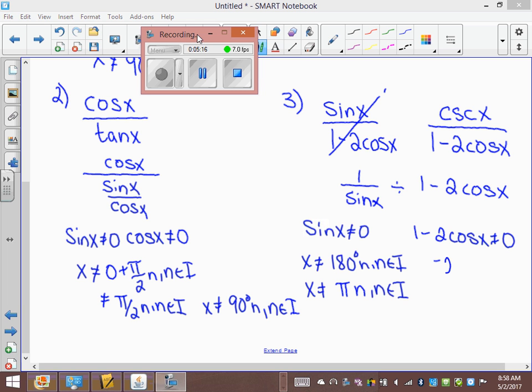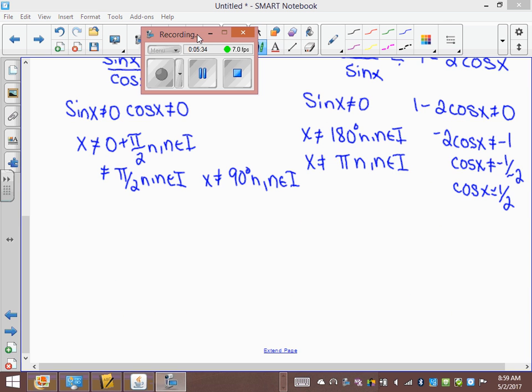So then negative 2 cos x can't equal negative 1. Cos x can't equal negative 1 over negative 2. So cos x can't equal positive a half. Where does cos x equal positive a half? At the 60s in quadrant 1 and quadrant 4, right? Can we write those together somehow? No. So it's going to happen at 60 and 300 because it's here and here. That's where the positive cosines are.